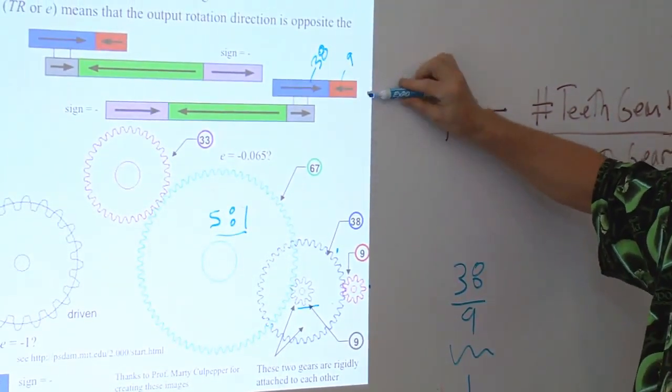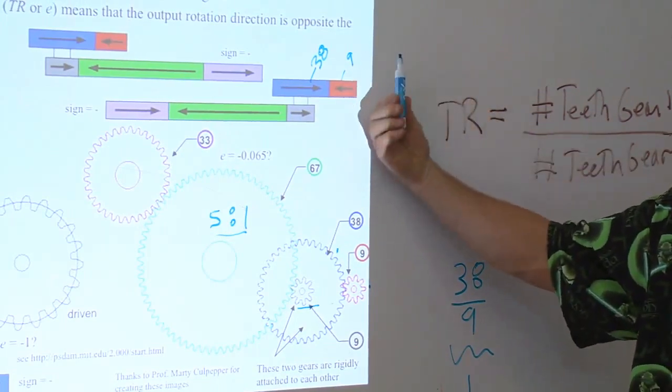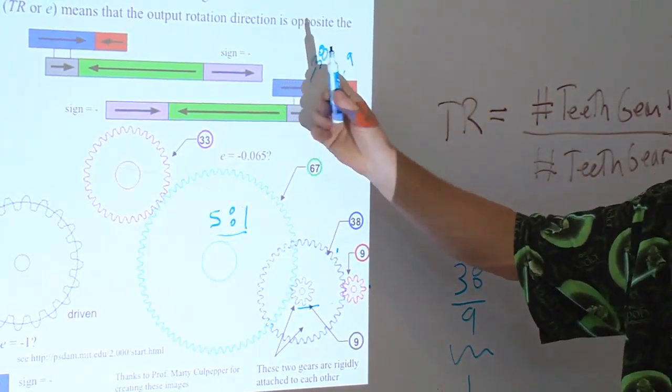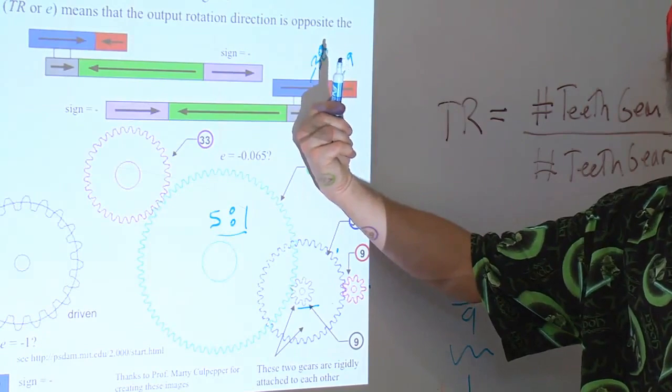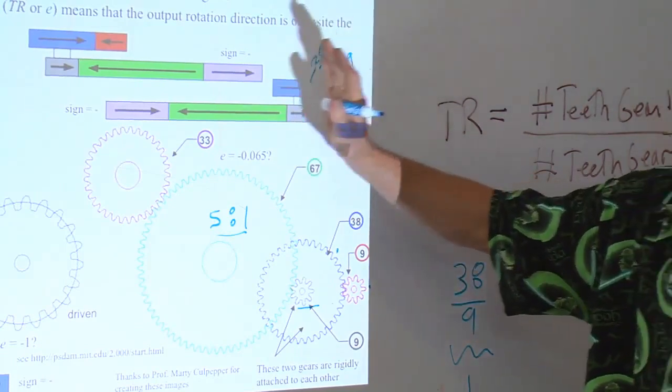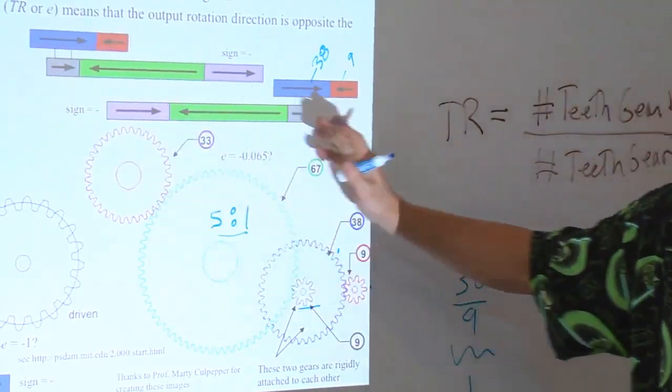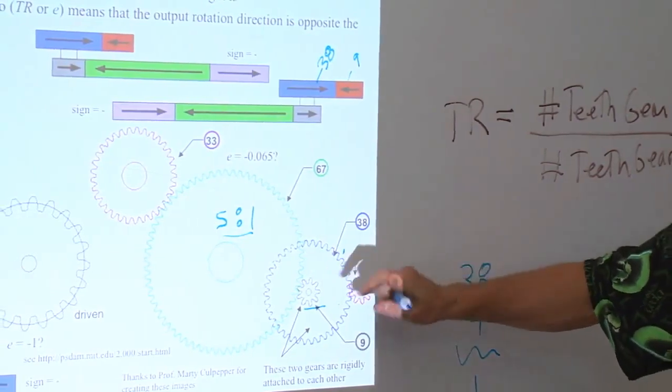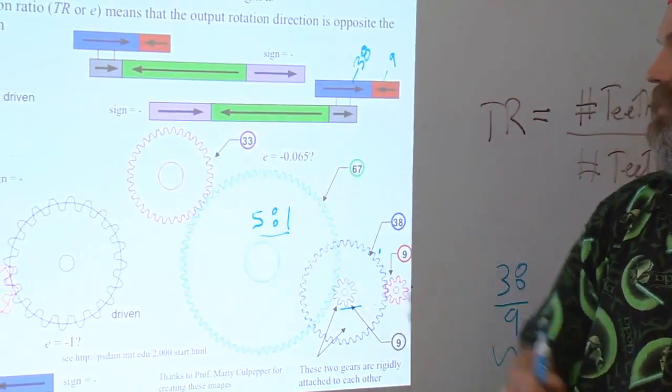And notice the way we're drawing the arrows. If this is rotating this way, the blue one will rotate down. So by drawing this kind of schematic here, you can determine, if I turn the red gear this way, what's going to happen to this Mr. Purple at the end. Okay?